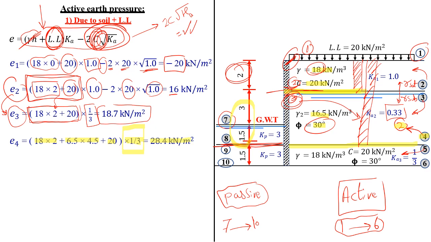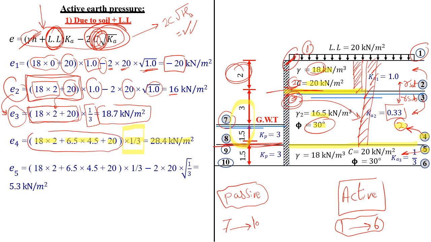Point 5, remember that point 5 is at the same depth as point 4, so it has the same effective vertical stress as point 4. So this bracket, this term, is the same here because you are at the same depth. You have the same effective vertical stress and you have the same live load.